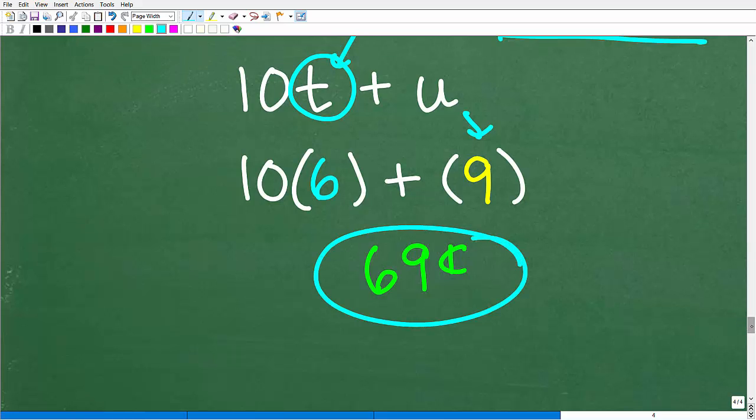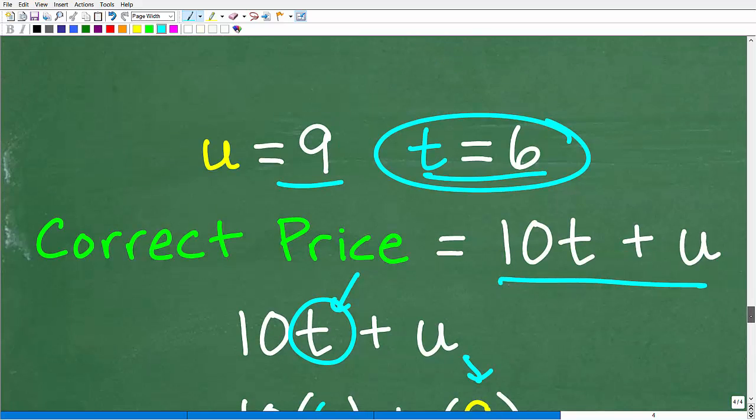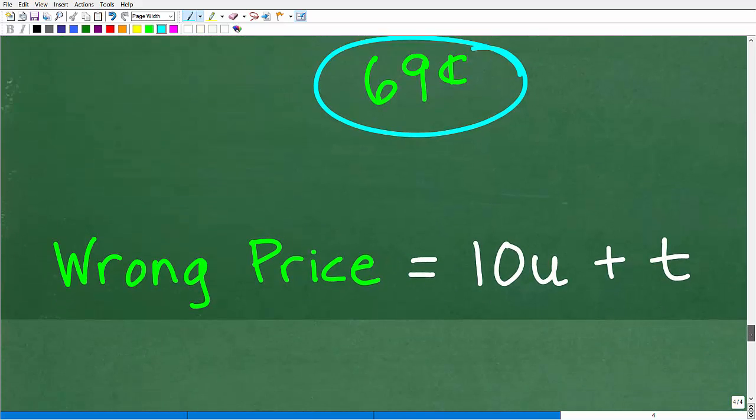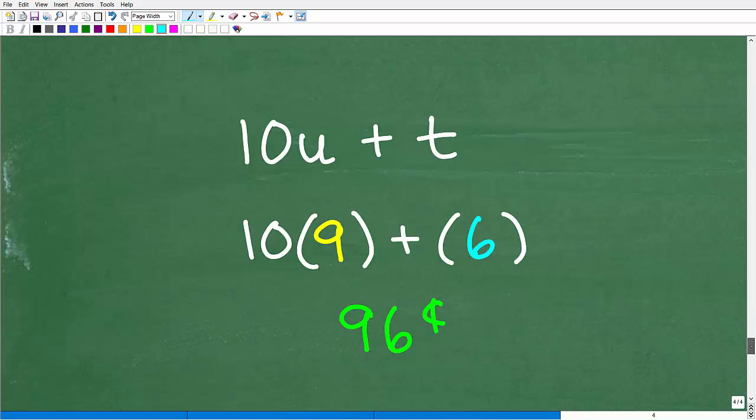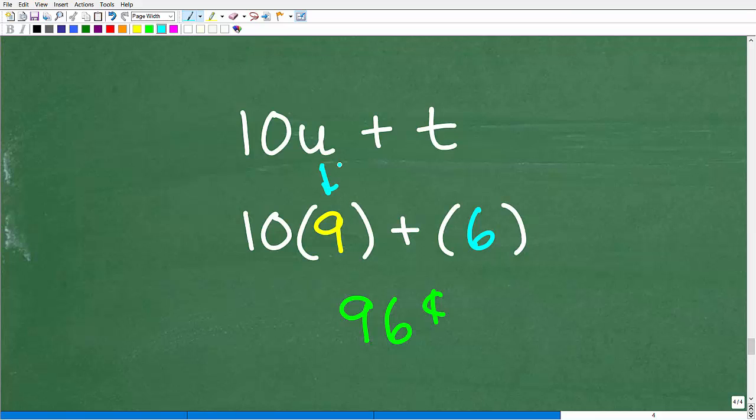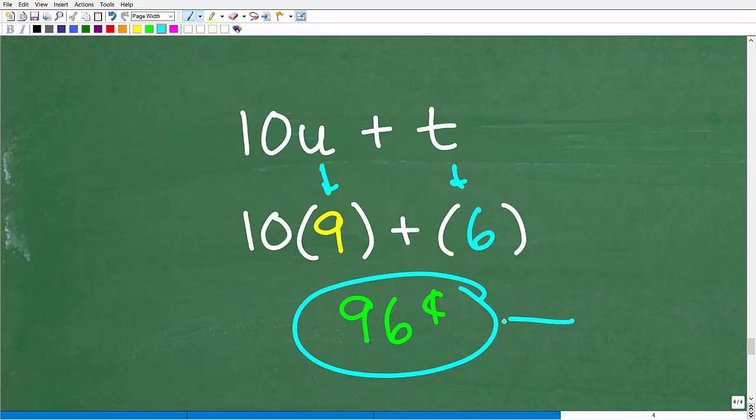All right, now, based upon that, what would be the wrong price? Well, the wrong price is 10u plus t, right? So we had the digits reversed. So our u here again was 9. Okay, so let's plug this in and just build the wrong price out. So 10 times 9 is 90 plus the tens, which is 6, is 96. So this is the wrong price.